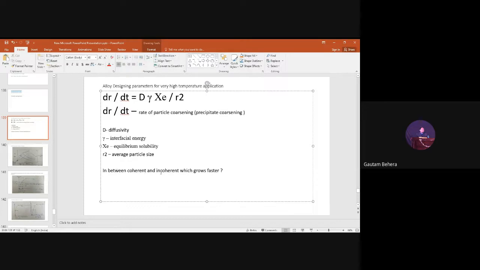So it is written: between coherent and incoherent, which grows faster? Actually, between coherent particles and incoherent particles, incoherent particles grow faster because of the high interfacial energy they have. But the coherent particle size is smaller. If it is of intermediate size, then it is good. But if it is very small, it will grow faster. Basically, incoherent particles grow faster because of the high interfacial energy they have. To minimize the interfacial energy, they become bigger and bigger. And if you remember, the incoherent particles take a spherical shape so that they can minimize the interfacial energy.